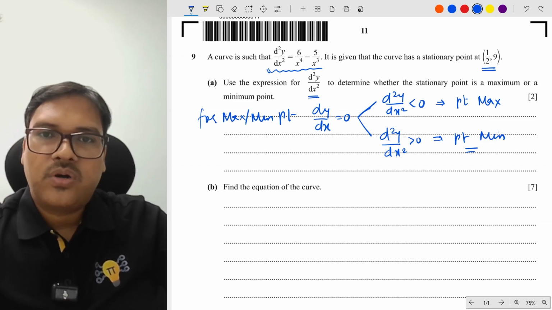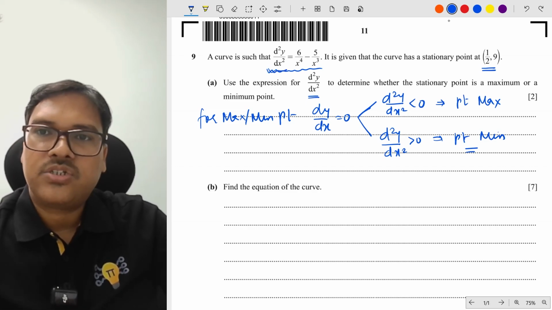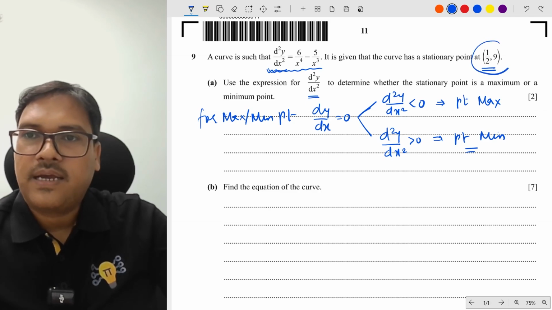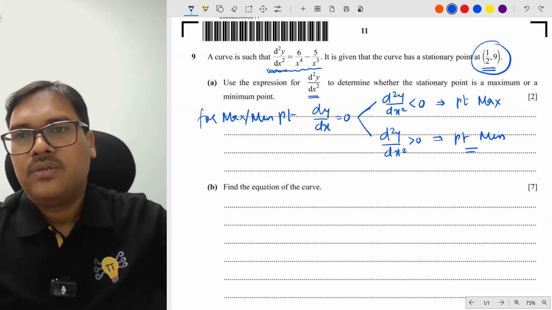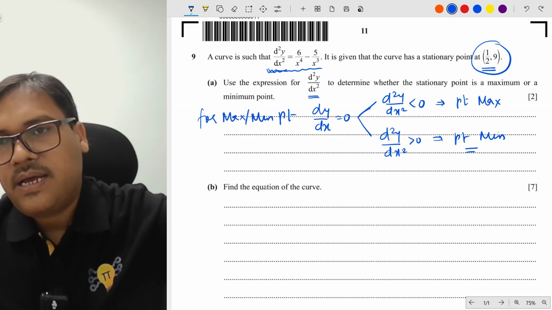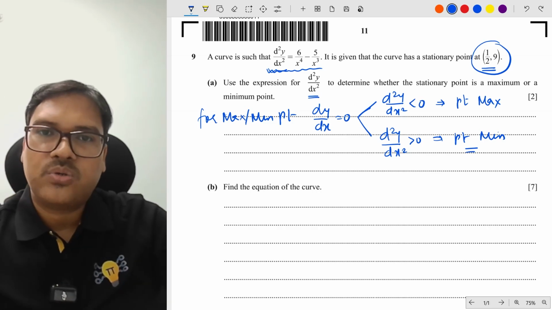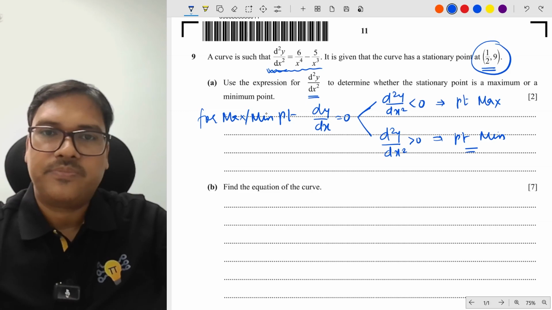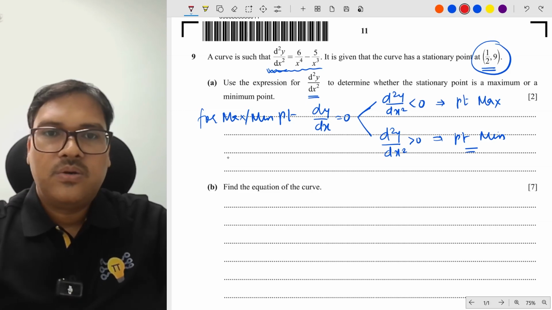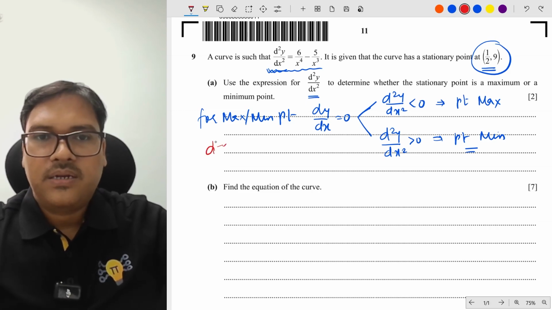Now d2y by dx2 is already given, and it is given that this is the stationary point. That means at this point you have to check. So now if you have to check this at (1/2, 9), just substitute x equal to 1 by 2 and check the sign of this. So what is d2y by dx2?